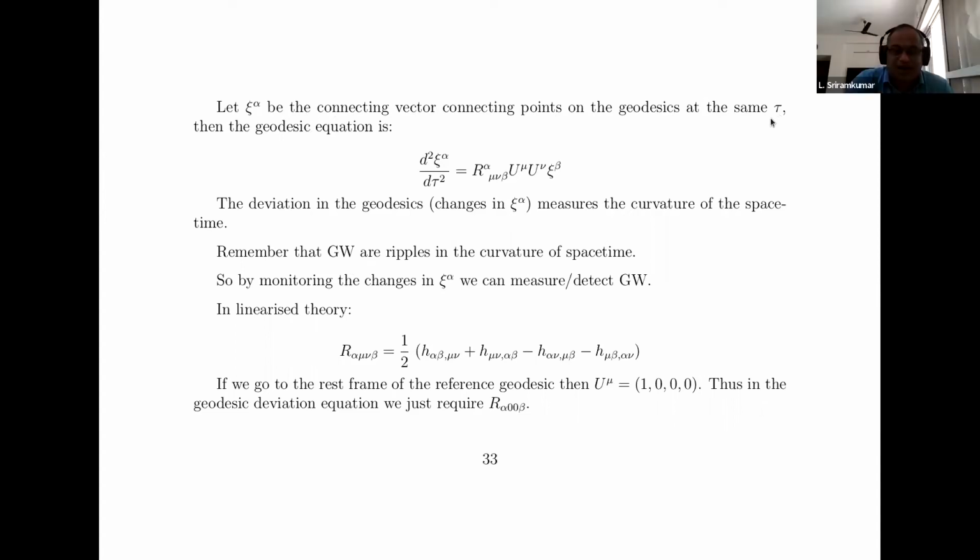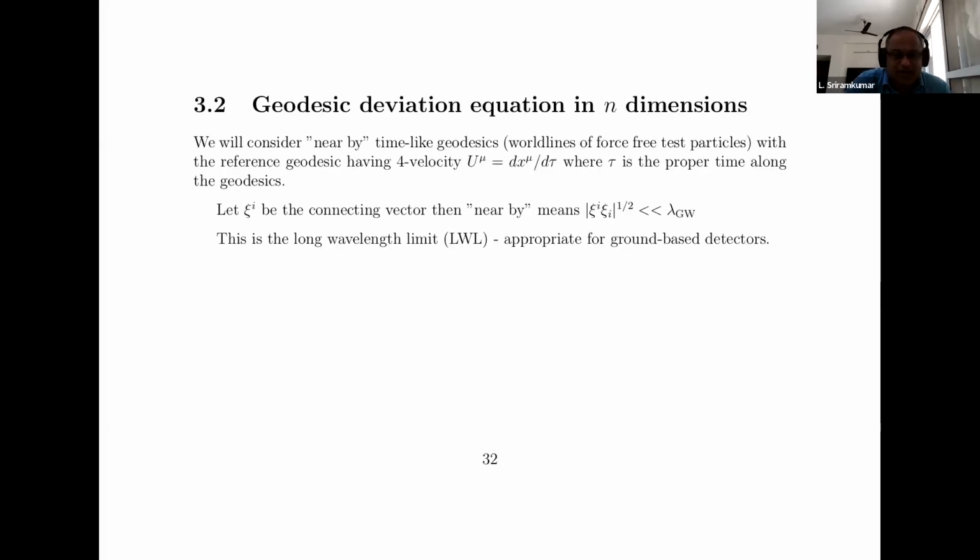Sanjeev, this is Sriram. I have a question regarding the previous slide. Have you assumed xi I to be a space-like vector? Yes. It is orthogonal to the world line. Right. And I had another question. You said that the magnitude of the xi I should be much smaller than the curvature of space-time for this geodesic deviation. What will be the curvature associated with a plane gravitational wave? So that is the lambda GW. That gives a length scale. So the curvature will be like 1 over lambda square or something.